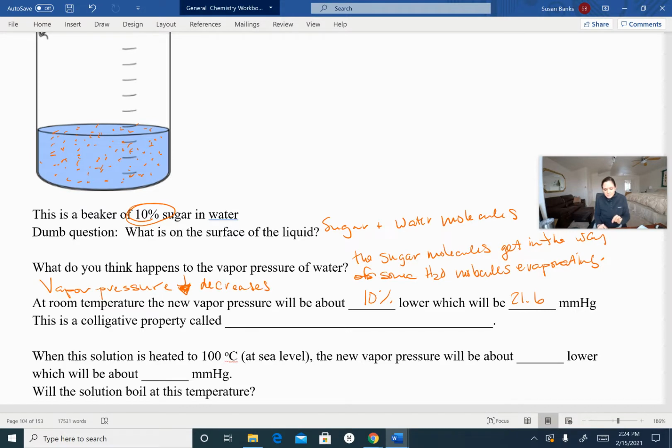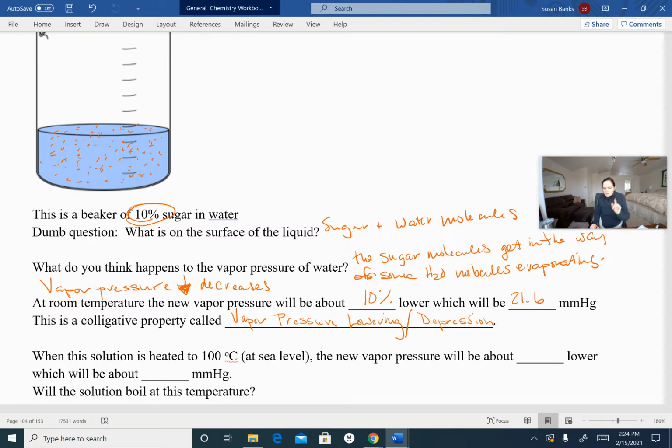So that colligative property is called vapor pressure lowering. And sometimes some people call it vapor pressure depression, because anything that is low is depressed. So we've depressed the vapor pressure.